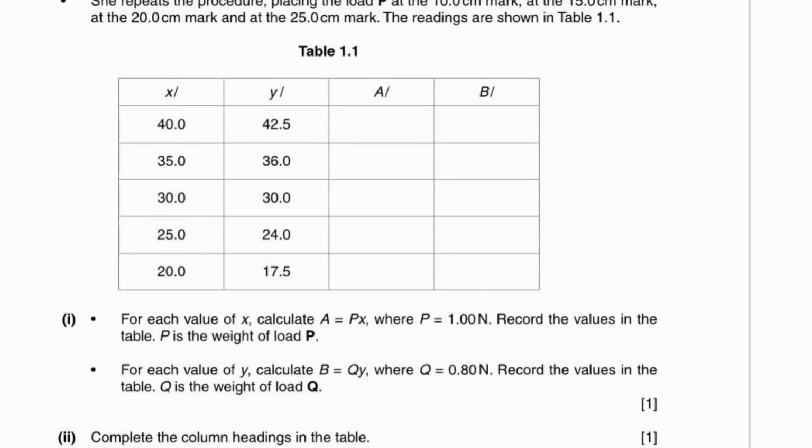Let's have a quick look at that. There we go, bunch of readings. Makes sense. Part 1: for each value of x, calculate A equals Px, where P is 1 Newton. Record the values in the table. P is the weight of load P.